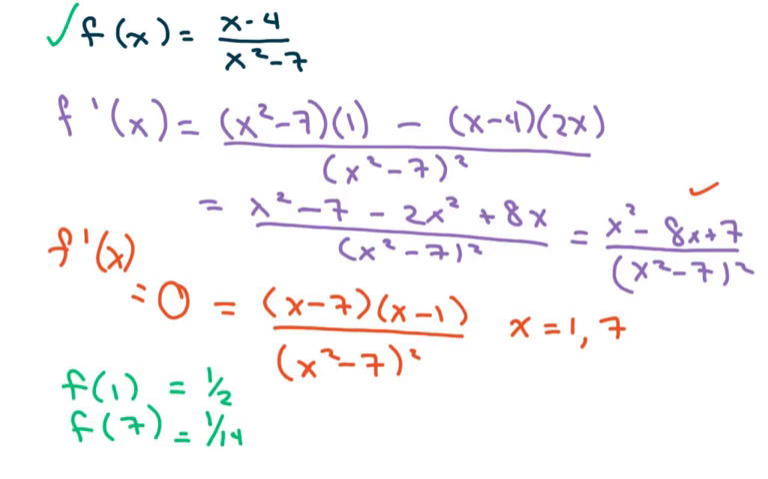So I'm going to write my x and y. There's your x, and then my 7 and my 1 over 14. So f has horizontal tangents at these 2 points here.